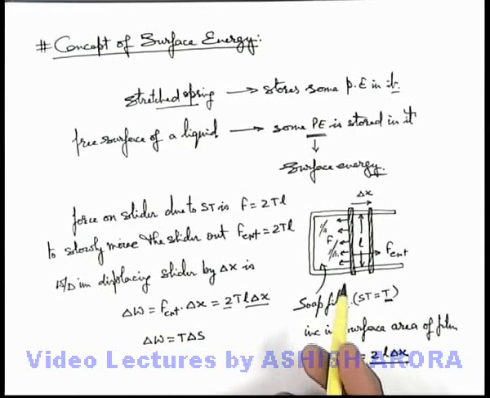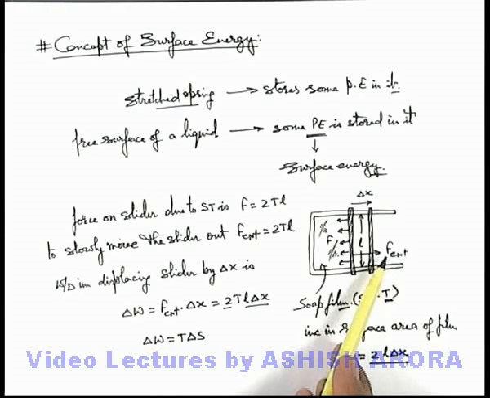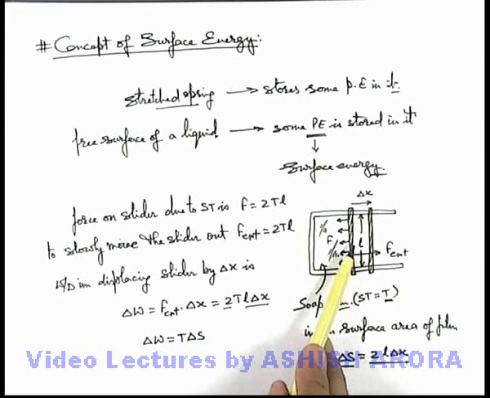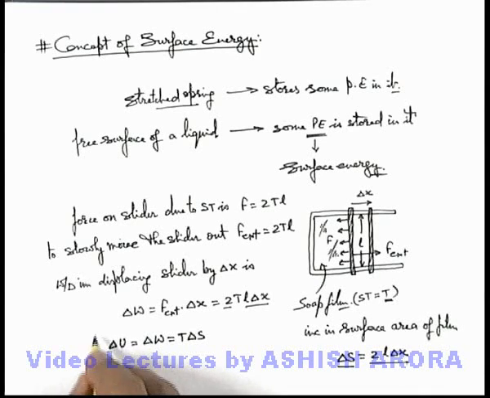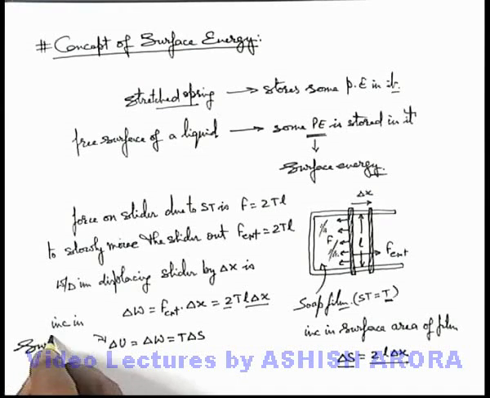As we already discussed, whatever work is done in pulling the slider by a distance delta x by the external agent will be stored in the form of elastic potential energy of the object being stretched, and here the film is being stretched. So the surface of the film will store this much amount of work in the form of potential energy. We can write this work as delta U, the increase in surface energy of the film.